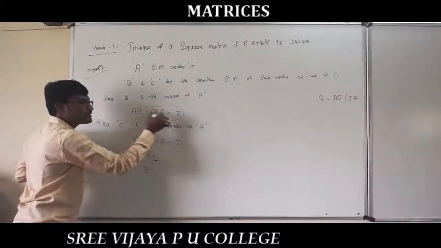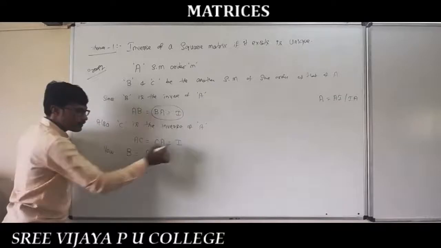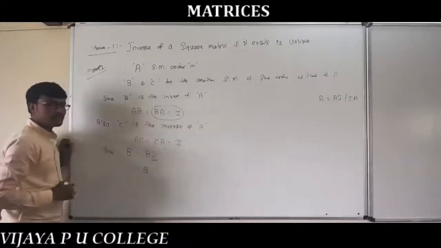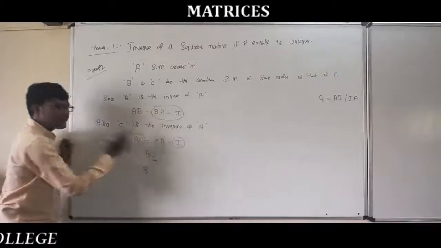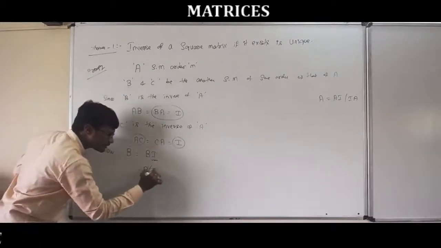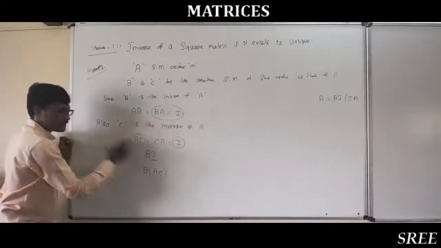So you can take that I is equal to BA, or I is equal to CA, or I is equal to AC. But already B is there. In place of I, taken as it is.